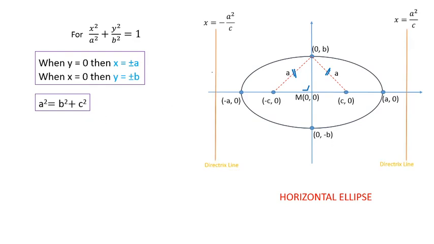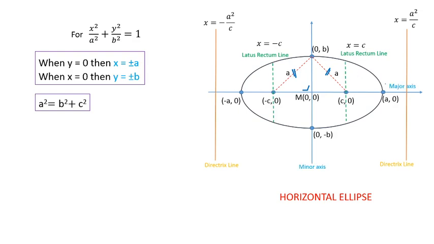And what are the directrix lines? The directrix line is defined by the ratio of a squared over c. And since it is parallel with the y-axis, it will be x equals that. You have two directrix lines, one at the left side of the ellipse and one at the right side of the ellipse. Same with the latus rectum. The latus rectum is the line which passes through the focus. So you also have two latus rectum lines, one at the left with the equation x equals minus c, and the other at the right, with the equation x equals c.